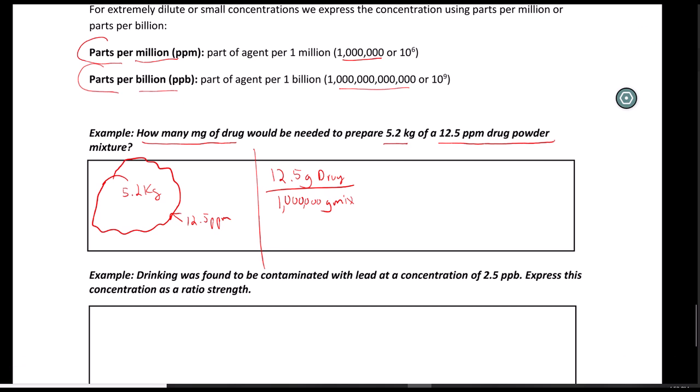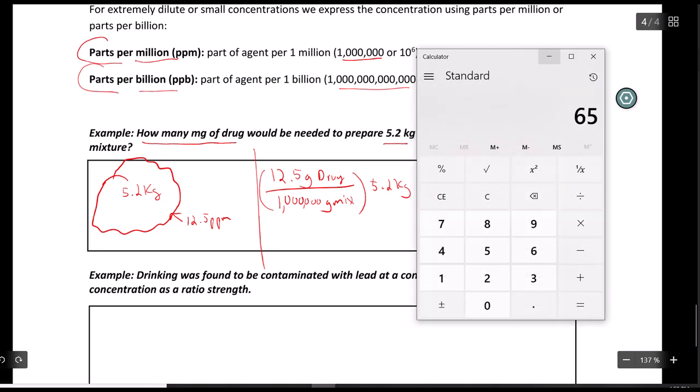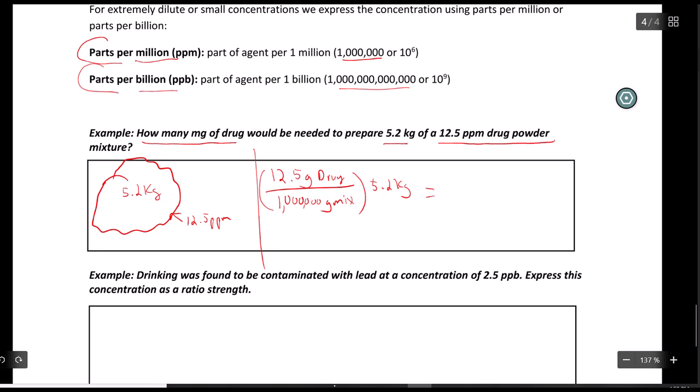If you know that there's 12.5 grams of drug in every 1 million grams of mixture, you can see how dilute that is. Right? How much is there if there's only 5.2 kgs? Well, if I do this math out, I've got 12.5 grams in every 1 million times 5.2 kilograms. I can't do kilograms, but I can do grams, right? Because this is kilograms to grams. So if I do 5.2, I've got to move this from kilograms to grams. 1, 2, 3, right? So 5,200.